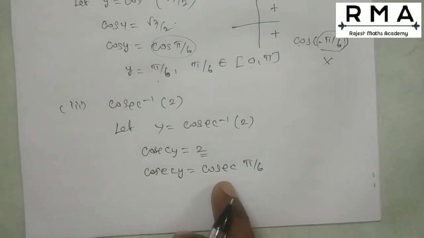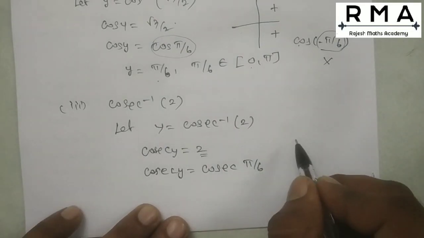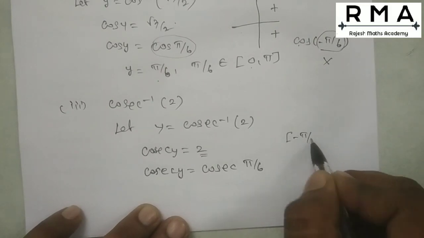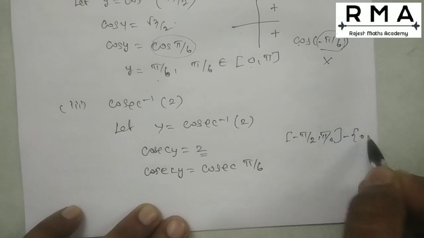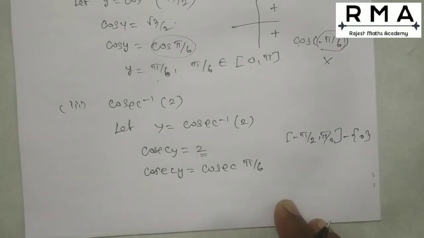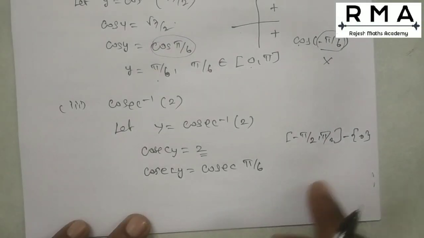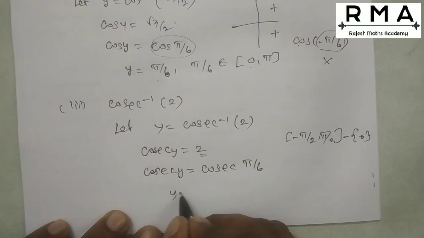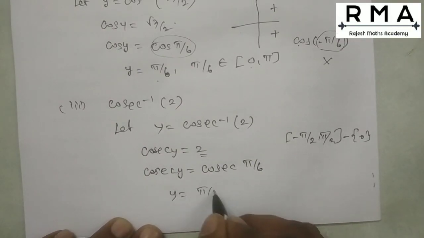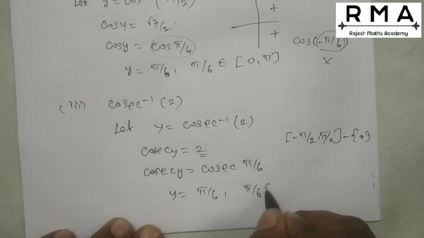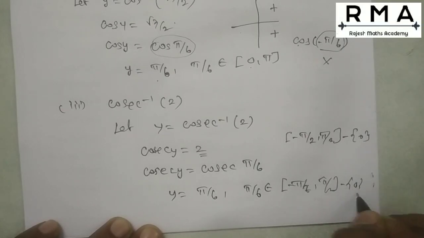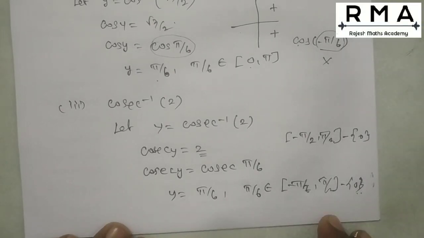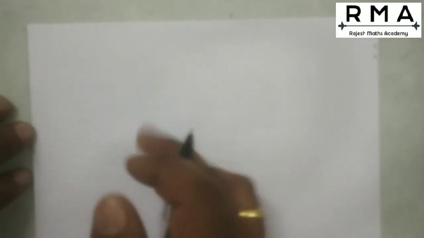Now what is the principal branch of cosecant? It is nothing but minus pi by 2 to plus pi by 2 except the point 0. This is the principal value range. Clear? So now I can write directly y equal to pi by 6, because pi by 6 belongs to the interval minus pi by 2 to plus pi by 2 except 0. Clear? Next question. Question number 4.